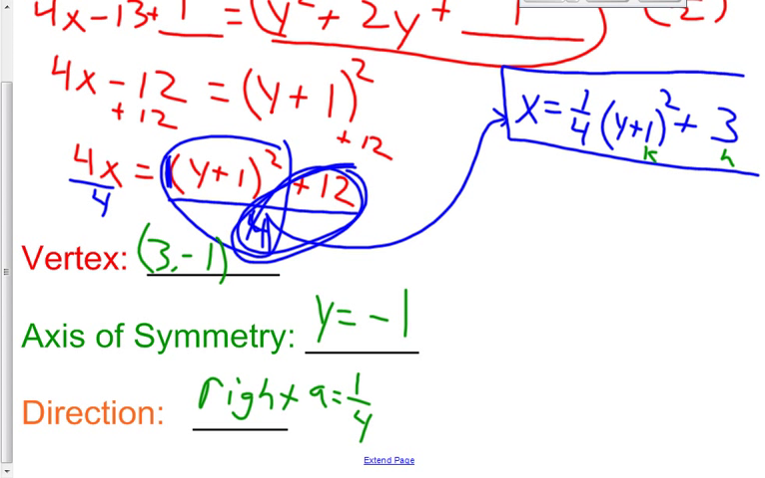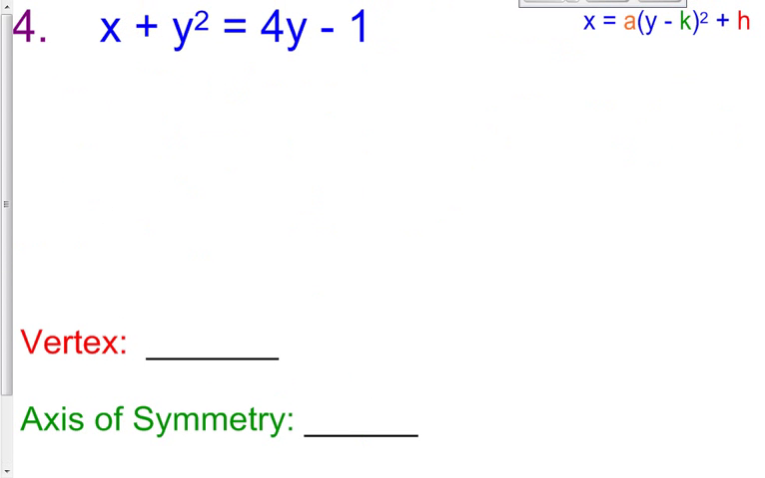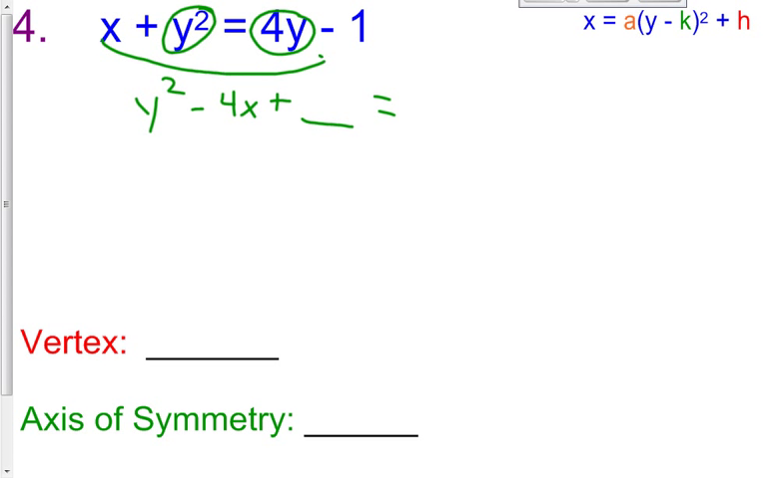All right, moving on to the next one. Problem number 4. On this one, I already have my y squared that's positive over here, so I might as well get my 4y and move that onto the left. If I do that, I have y squared minus 4y plus a blank. That equals, if I move this x over here, a negative x minus 1 off to the right.